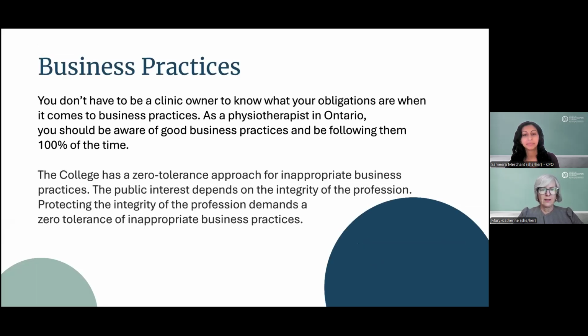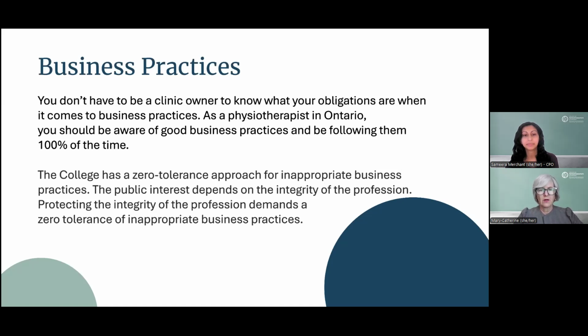You don't have to be a clinic owner to need to know what your obligations are when it comes to business practices. As a physiotherapist in Ontario, you should be aware of good business practices and be following them 100% of the time. The college has a zero-tolerance approach for inappropriate business practices. The public interest depends on the integrity of the profession. Protecting the integrity of the profession demands a zero tolerance of inappropriate business practices.